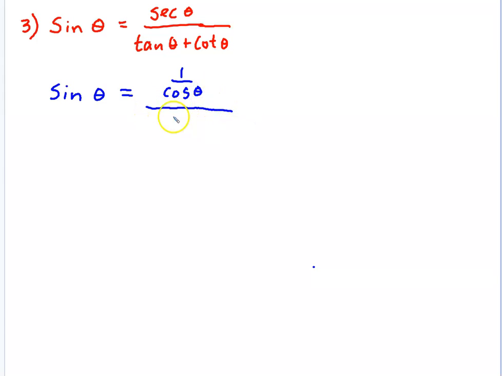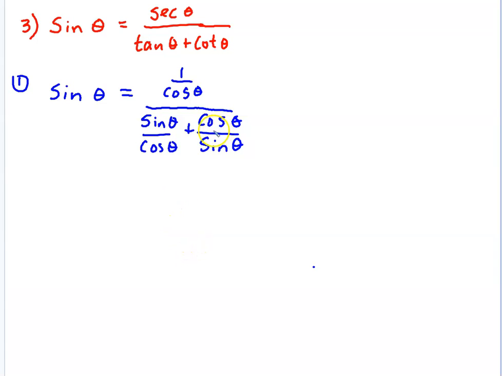And again, one approach to these problems is to pretty much get uniformity. So everything should be in terms of sine and cosine if that's possible. And you can probably tell that in the denominator, we can turn tangent into sine theta divided by cosine theta, and cotangent will be just the flip of that, cosine theta divided by sine theta. Okay, so I'll just number my steps here. That would be step number 1.